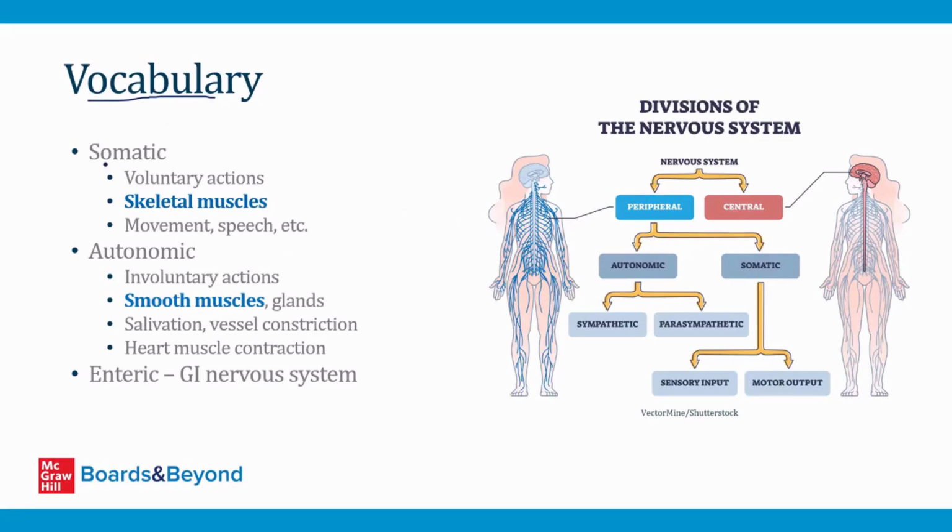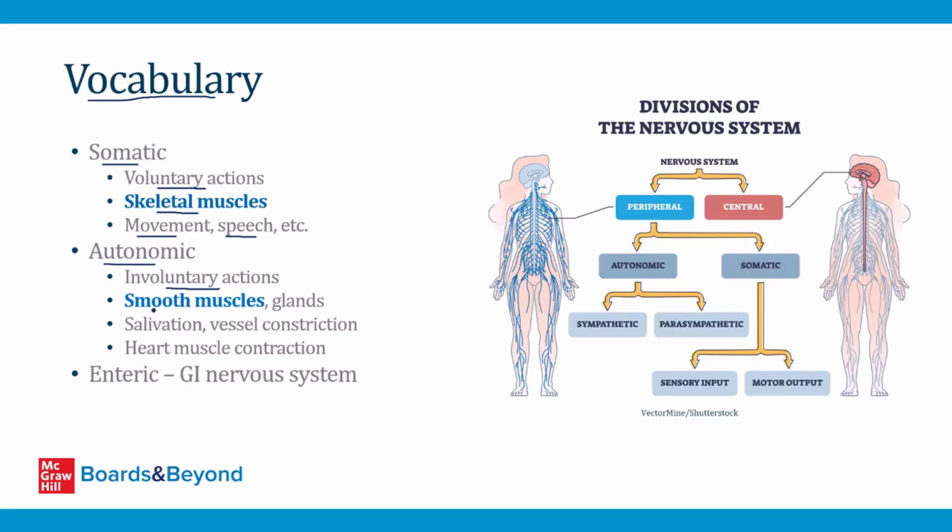So, when we refer to the somatic nervous system, we're talking about voluntary actions carried out by skeletal muscles, things like movements of our arms and legs, or things like speech. In contrast, when we talk about the autonomic nervous system, we're talking about involuntary actions. So these are things that require nerve innervation, but they aren't voluntary actions.